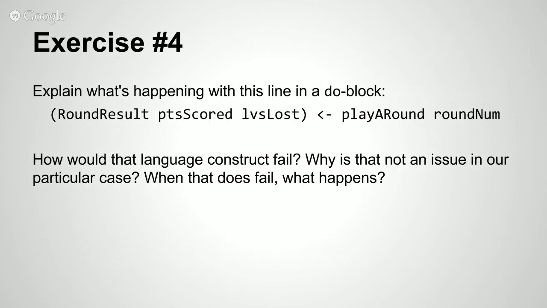So exercise 4, where I had this line in a do block, rather than binding a variable to an IO action, I'm binding round result, points scored, lives lost. What am I doing there? Like, what language concept am I using?